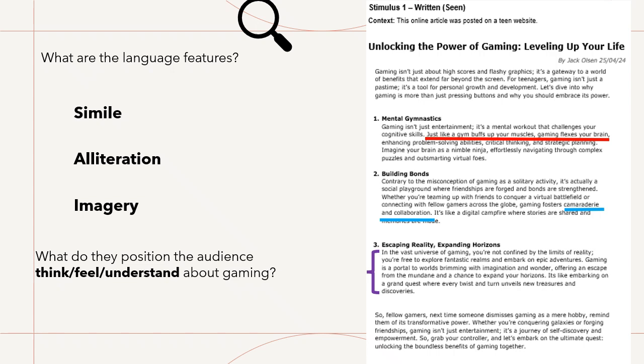And once you're done, I want you to see if you can find at least 2 more different language features. So no similes, no alliteration, no imagery. Find a different one. And I want you to explain how they position the audience. So again, I want you to write down what that imagery makes us think and feel and find at least 2 other language features and do the same thing and answer that second question there.